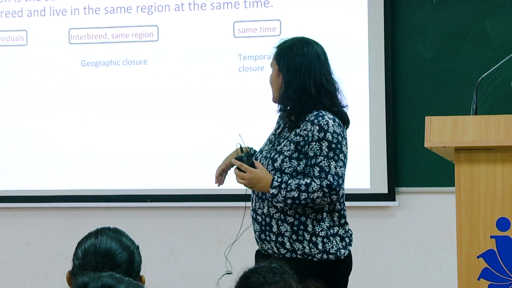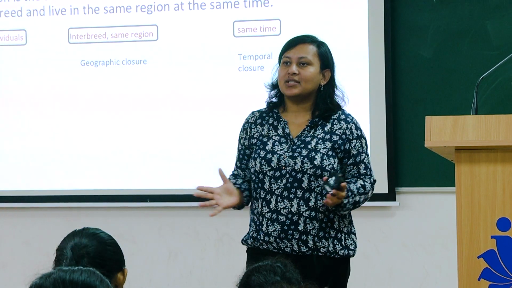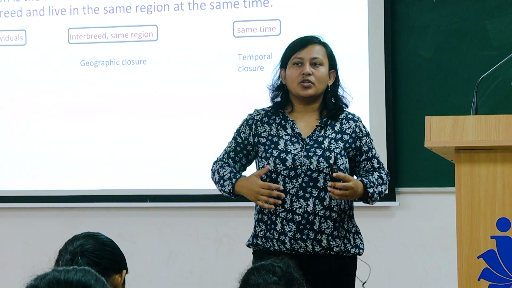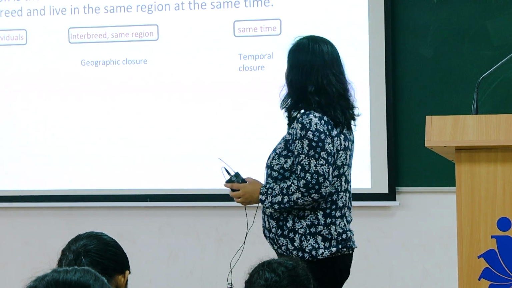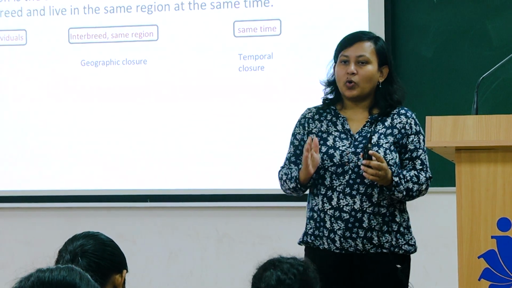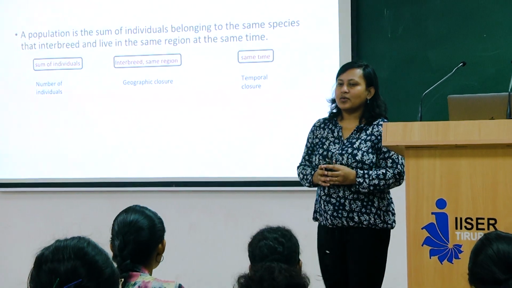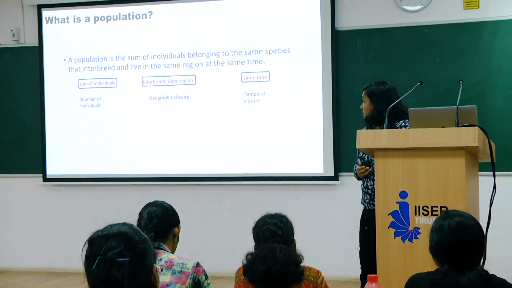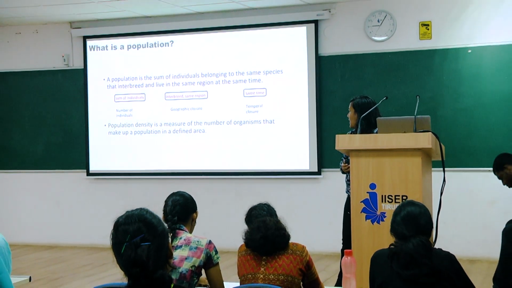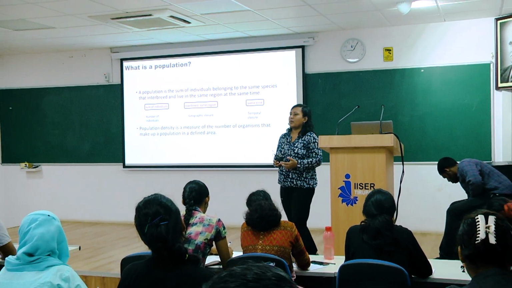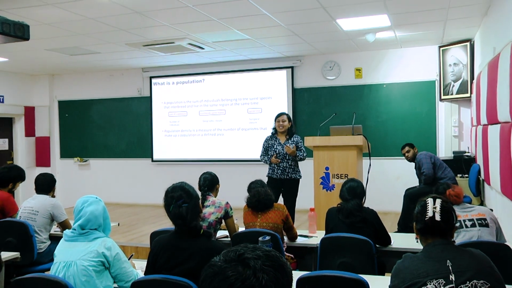These are some key jargon when it comes to population ecology. Them occurring in the same region, you refer to as geographic closure. Then, because we are referring to a point in time, that is referred to as temporal closure. I'll explain these terms better in the coming slides. And often population is expressed in terms of density.